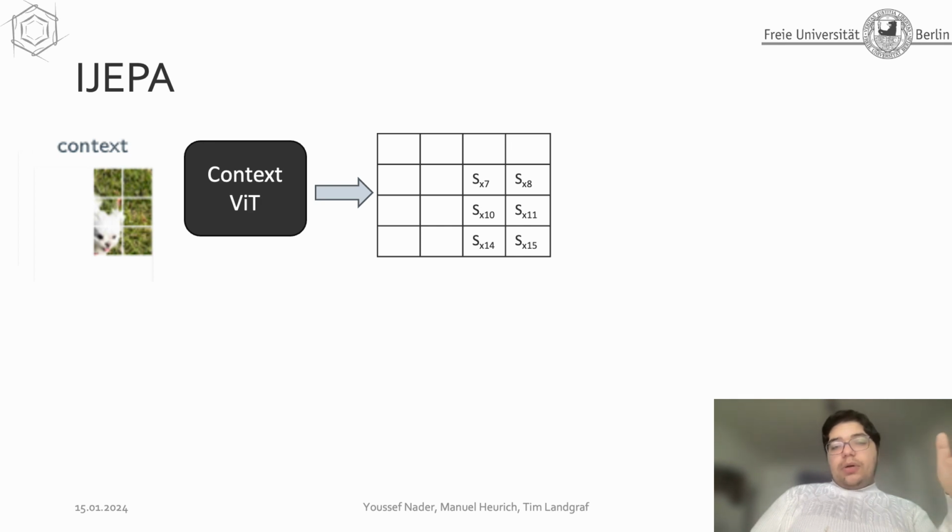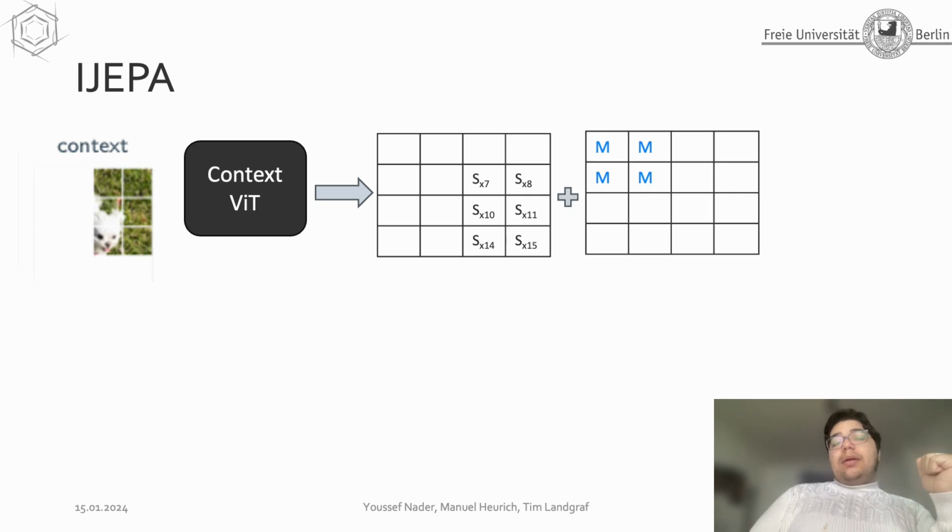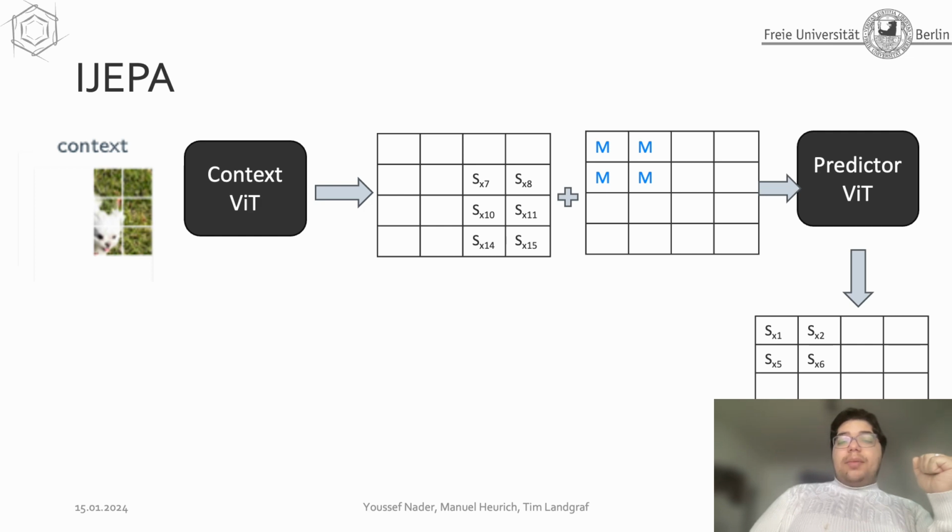You get the representations for, this is the 7th, the 8th, the 10th, the 11th, the 14th, and the 15th patch. And these are the only context patches, or the representations, that the predictor will be using. And then if you want to make a prediction for the top left corner, you would add to these representations some mask tokens in these regions, so that the predictor knows what places it is trying to fill in. And then the predictor will output the representations for each of these patches.